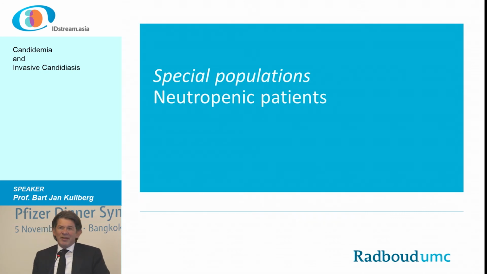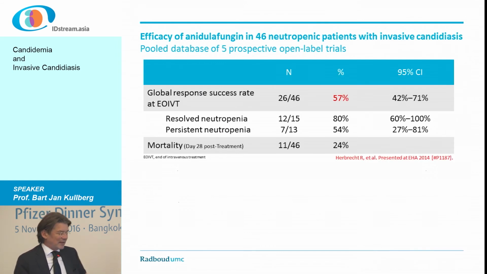Neutropenic patients have never been studied separately in prospective studies in terms of candidemia or invasive candidiasis. So all the data there are derived from subgroups of neutropenic patients in the large trials, and as you see, these numbers are very small. These are the very recent data on anidulafungin in patients with neutropenia: 57% success rates, which is very reasonable in this group. Of course, if you have persistent neutropenia, outcome will be worse as opposed to resolving your neutropenia.